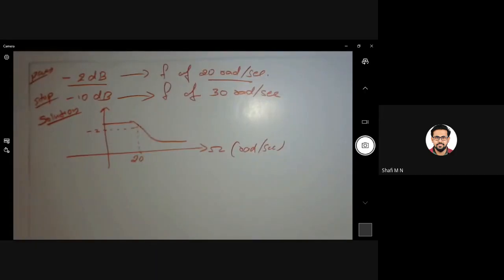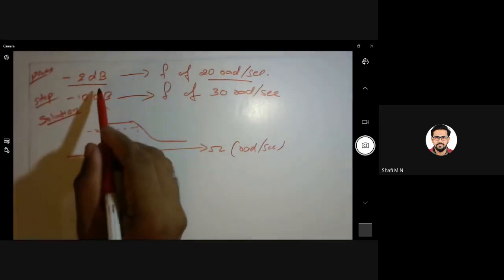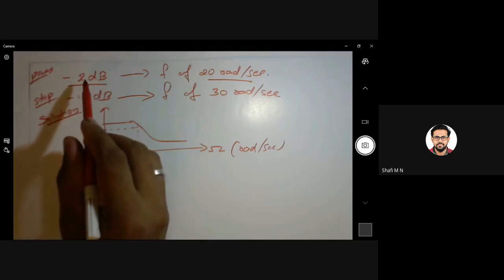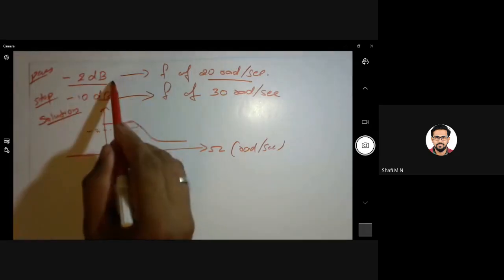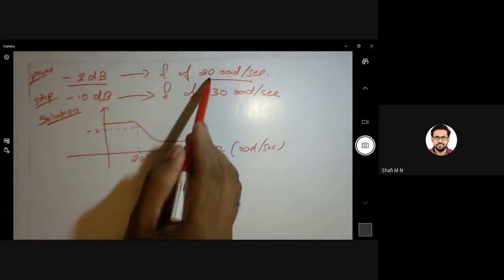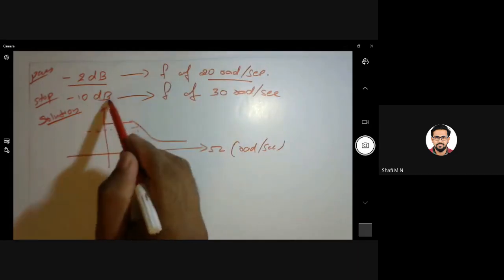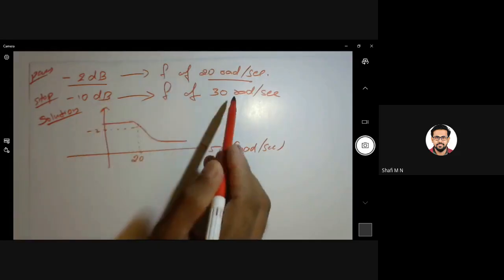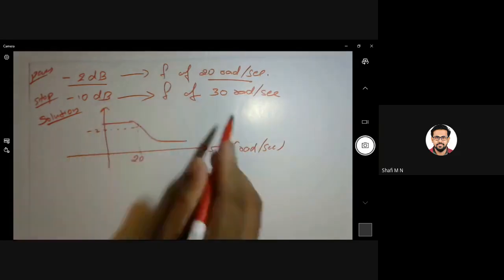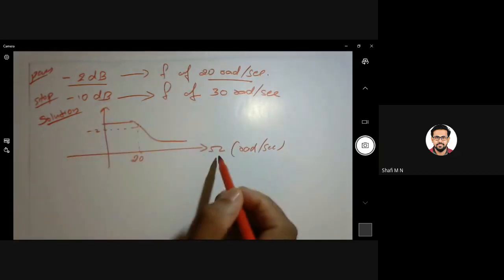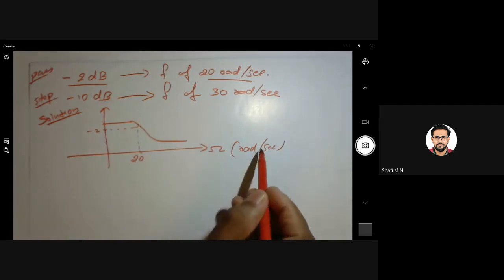So this is the question of discussion. You have to design a Butterworth low-pass filter, which is having minus 2 dB passband attenuation at a frequency of 20 radians per second, and at least minus 10 dB stopband attenuation is required at 30 radians per second. So if I draw a response, it's in analog frequency, it's radians per second.